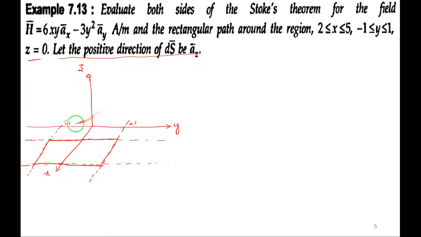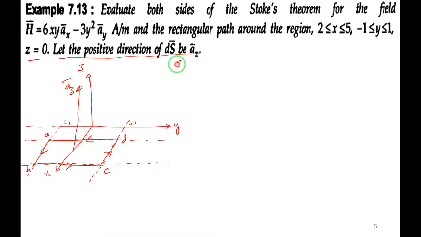Then you can observe the circulation of vector H, whether it is in the anti-clockwise or clockwise direction, that we have to decide. But here they have given that the positive direction of ds vector is az, which means it is towards the positive z axis. So the circulation has to be in the anti-clockwise direction, right? Let me call this path AB, then B to C, then C to D, then D to A, right? So this is the closed path and this is the surface that is formed.